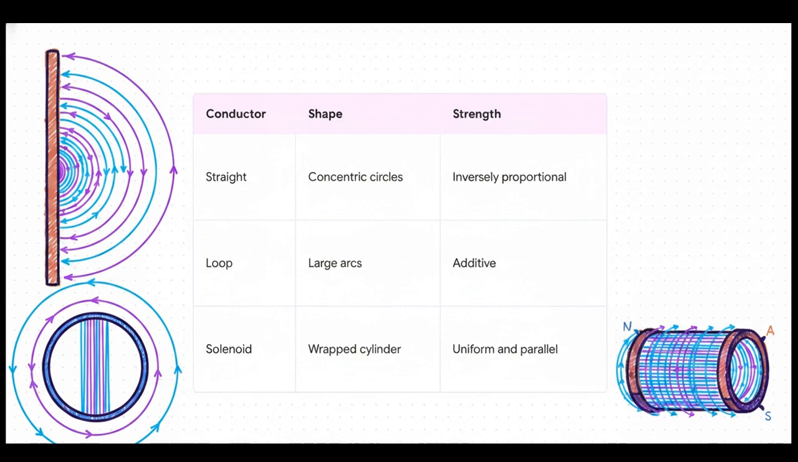But bend that wire into a circular loop, and the field lines turn into these large arcs that straighten out right in the middle, and their strength actually adds up. Finally, if you wrap that wire into a tight cylinder, which we call a solenoid, the field completely mimics a standard bar magnet. The magnetic field inside that solenoid becomes incredibly uniform, parallel, and seriously strong.